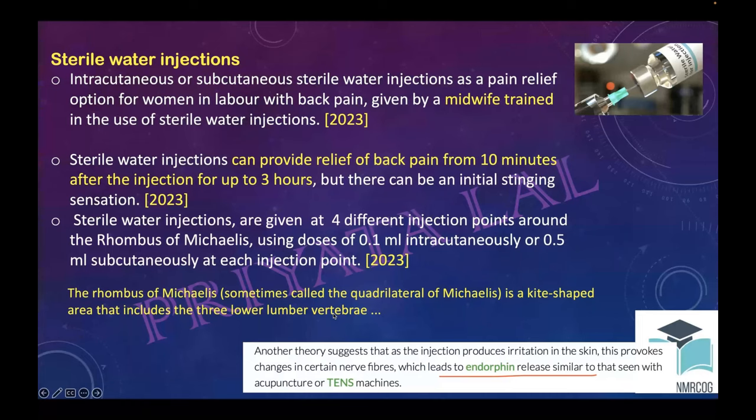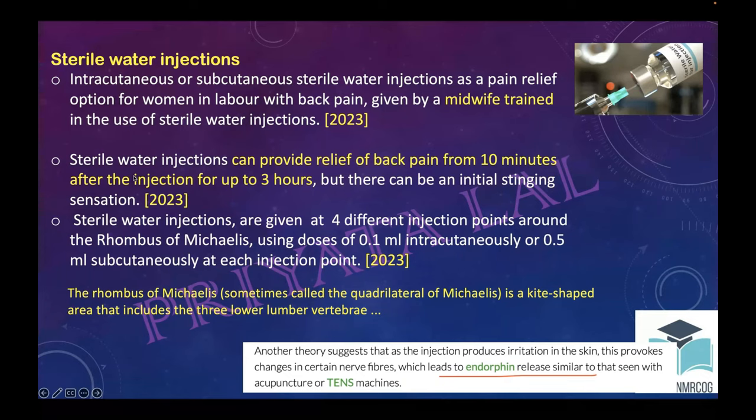There would be 4 points, called the rhombus of Michaelis, and there they give sterile water injections. It could be intracutaneous or subcutaneous. For intracutaneous, where there is less space, 0.1 ml will be the dose, and for subcutaneous 0.5 ml would be the dose. Usually pain relief will occur after 10 minutes to 3 hours. There could be an initial stinging sensation.